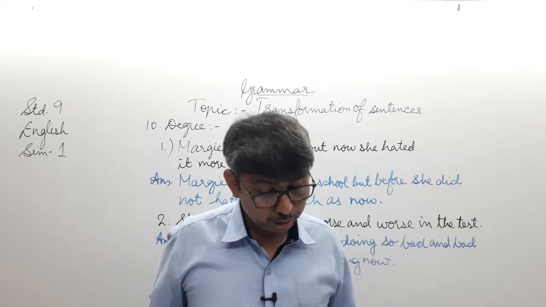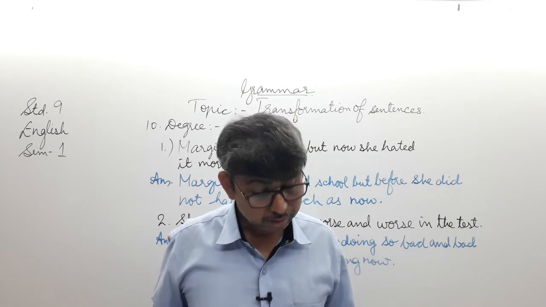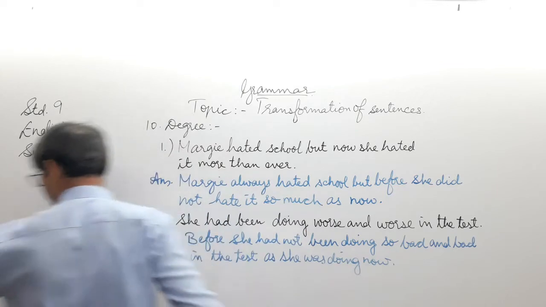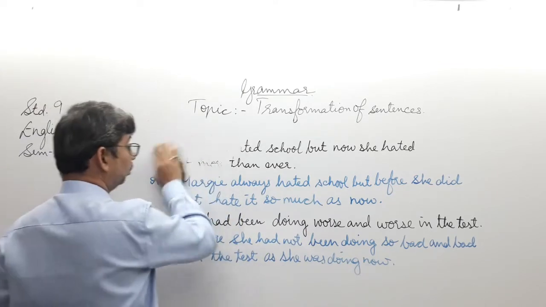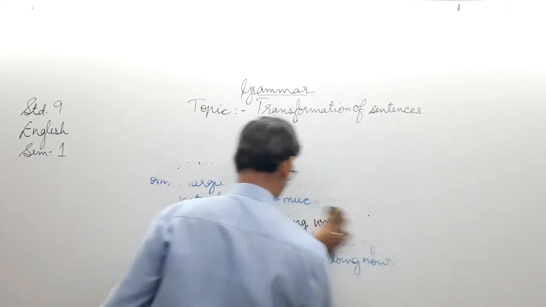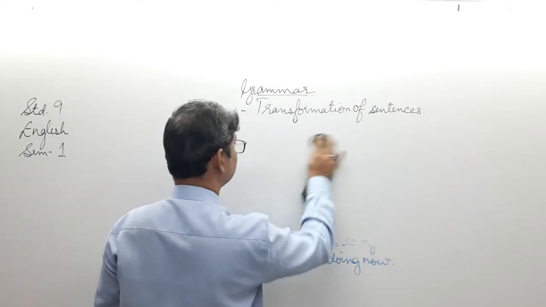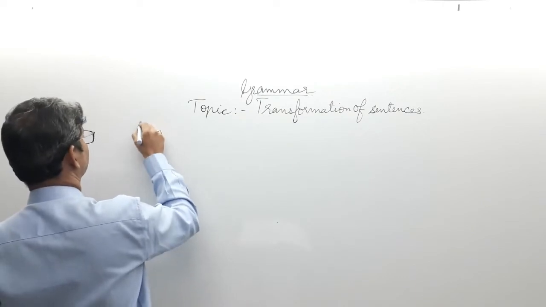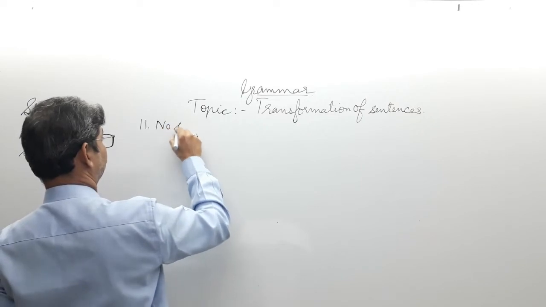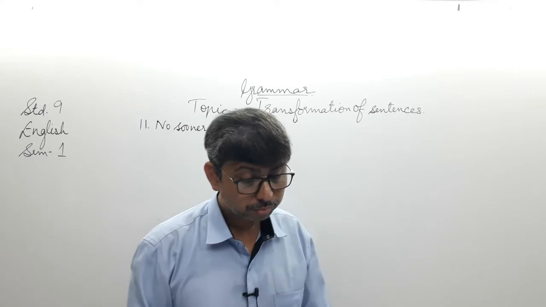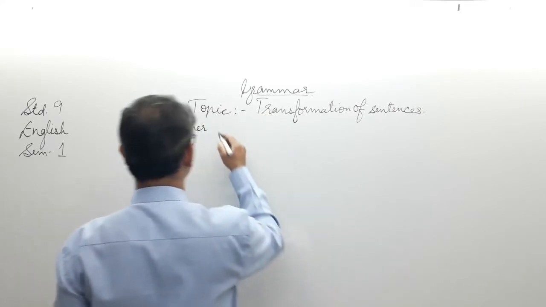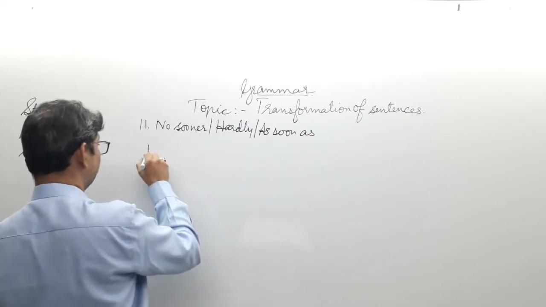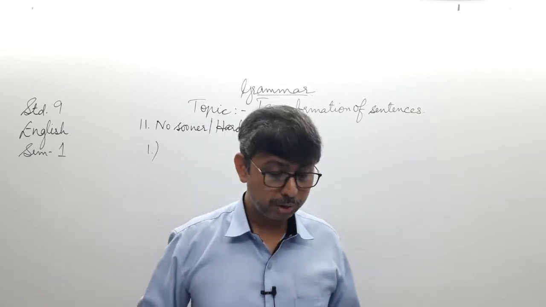Next we have no sooner, hardly, and as soon as. So we'll take an example for the same. The next topic, number 11: no sooner, hardly, and as soon as. So we'll take a sentence and try to change or transform it with all three of these.